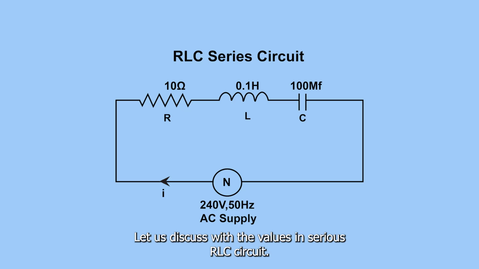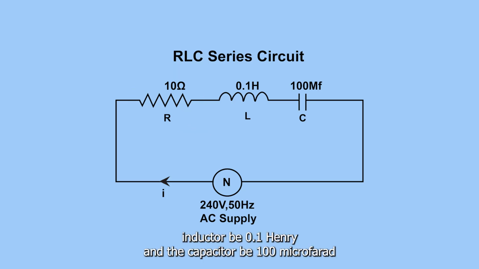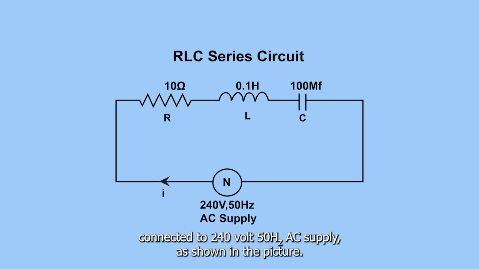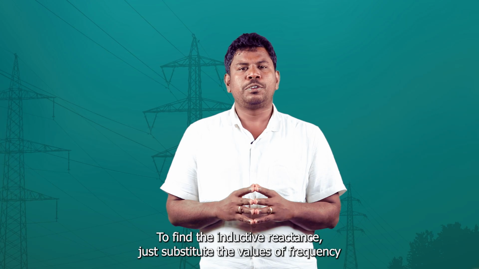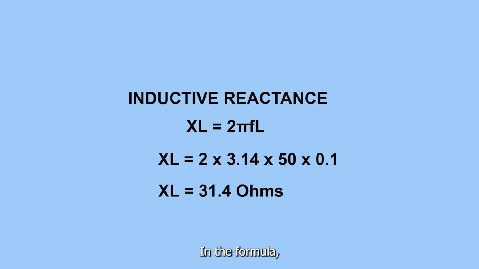In a series RLC circuit, let the value of the resistor be 10 ohm, the inductor be 0.1 Henry and the capacitor be 100 microfarad, connected to a 240 volt 50 Hz AC supply as shown in the picture. To find the inductive reactance, just substitute the values of frequency 50 Hz and inductor 0.1 Henry in the formula XL is equal to 2 pi FL. By simplifying this equation, we get inductive reactance XL is equal to 31.4 ohms.